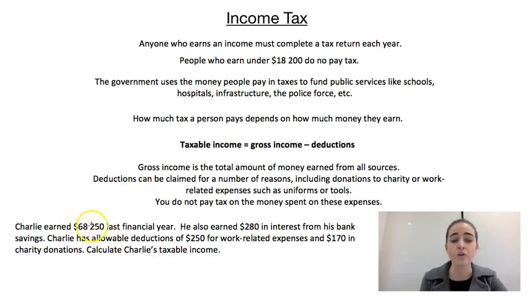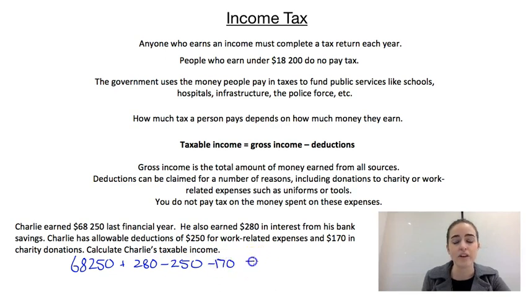To do that, we're going to add all of his incomes together. So that's his $68,250 and his $280 that he earned. We'll add those together, and then we're going to subtract any deductions. He had allowable deductions of $250 for work-related expenses, and he also donated $170 to charity. What's left over then is going to be the number that they use to calculate how much tax he should be paying. So that would give us $68,110. They're going to look at this number now and use that to calculate his tax payable.